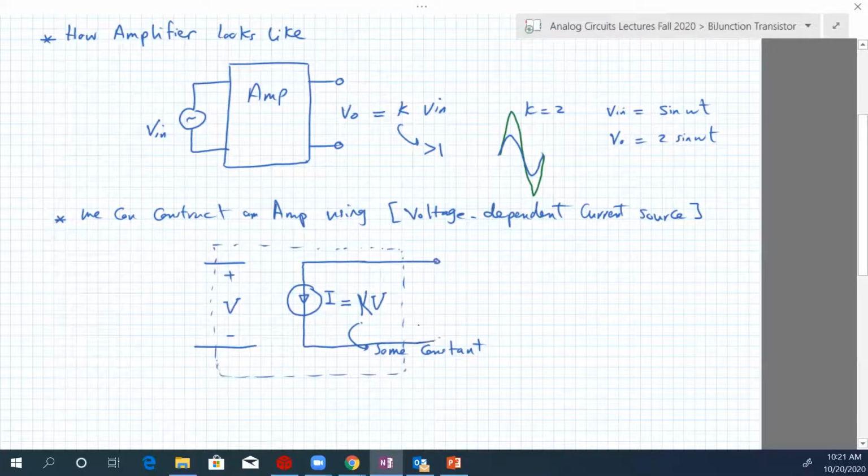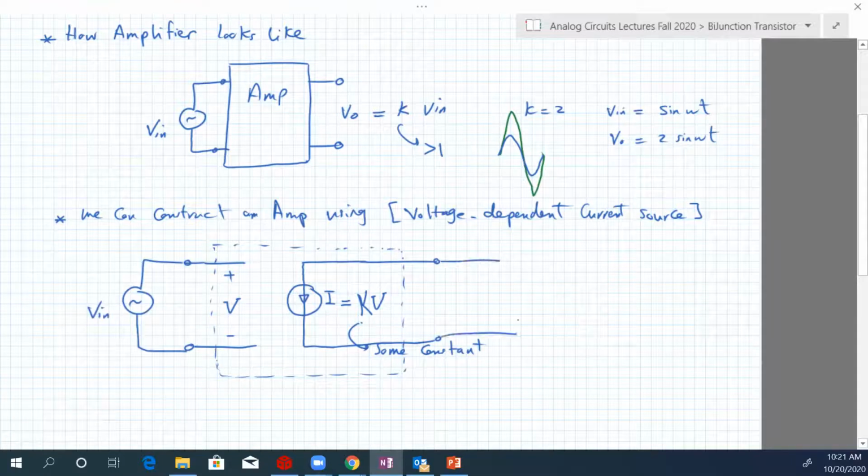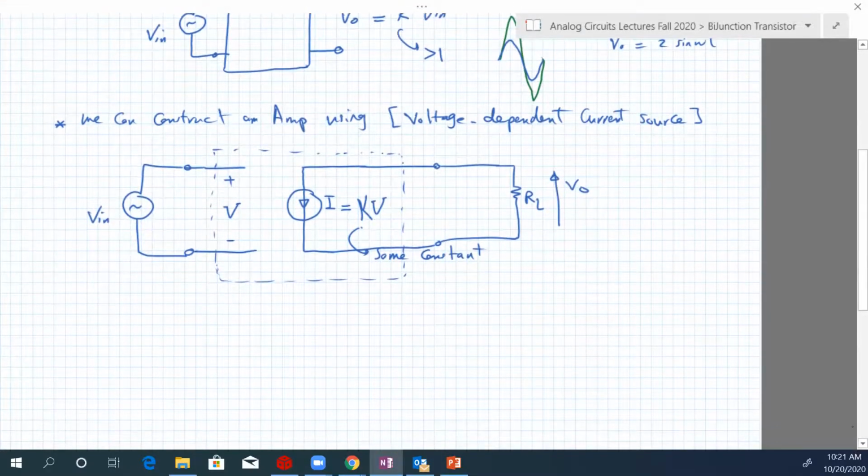It has four terminals, or two ports, each port has two terminals. So we have these two terminals here, and another two here. Here is the input that we want to amplify, and here is the output. And let's have a load like this. And here is the output across the load. Let's analyze this and see how this voltage dependent current source can really amplify a signal.